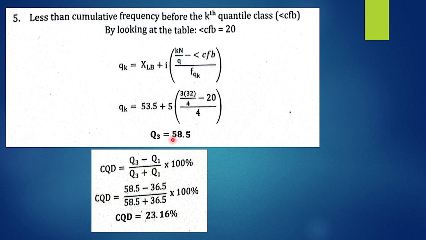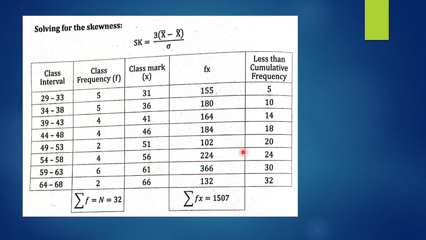So after getting the third quartile, we can answer the CQD. That would be exactly 23.16%. So that is our CQD. Okay, next is solving for skewness. Skewness is 3 multiplied by the mean minus median, all over the standard deviation. Using the same formula, we continue the table by putting in the less CFB and of course the f of x and the class mark.